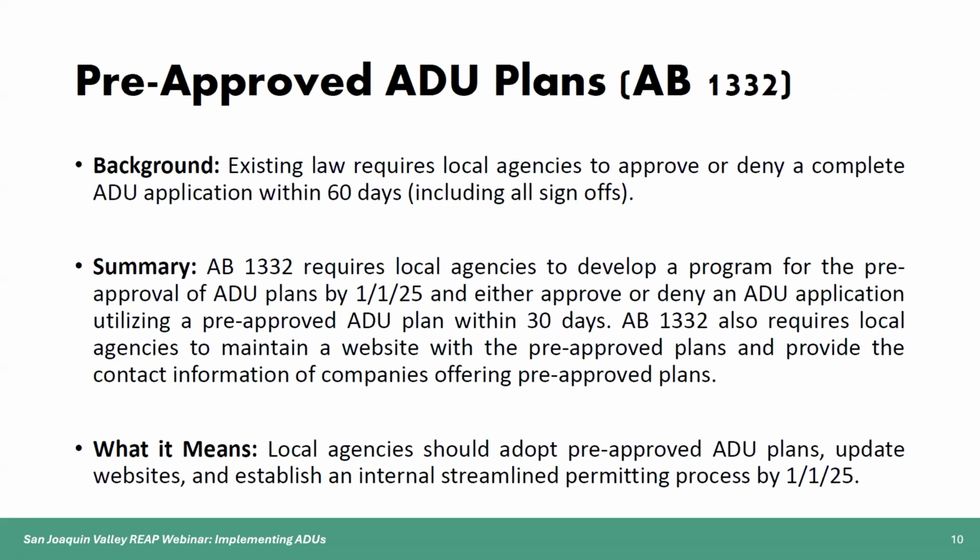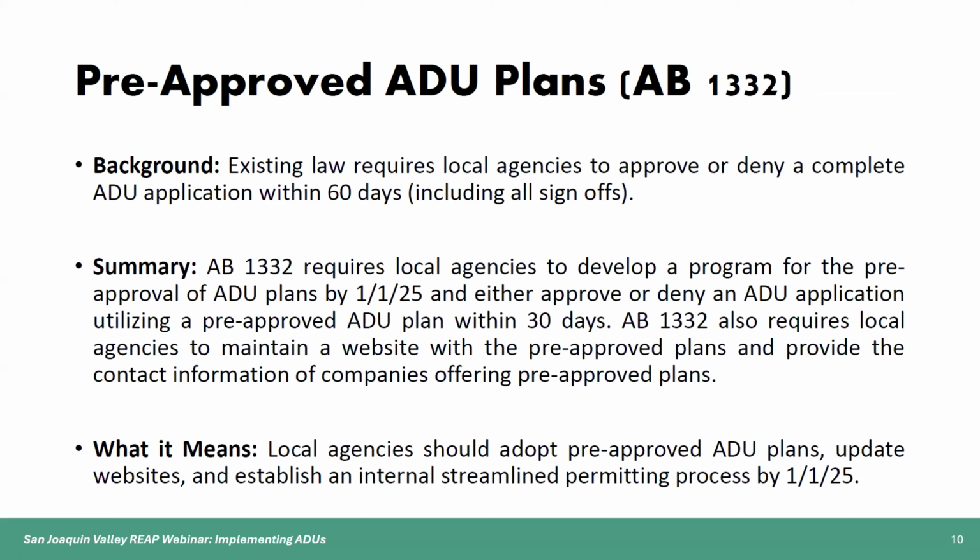This is the fourth and final bill that went into effect in 2024, and this is pre-approved ADU plans. So there's a couple things here. So existing law was silent on pre-approved ADU plans, and there was a requirement that local agencies were to approve or deny a complete ADU application within 60 days. And that includes all sign-offs from all the different reviewing agencies or departments. So now this bill requires that local agencies develop a program for pre-approval by January of 2025. And it includes a streamlining provision for those pre-approved plans.